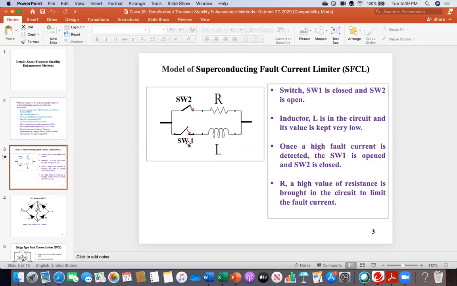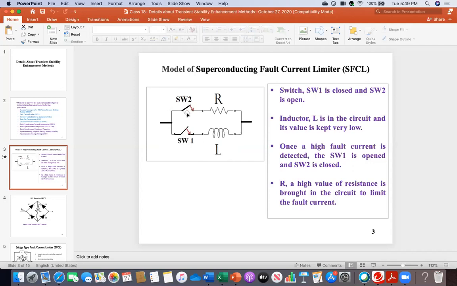So what is done for the simulation model, you notice everybody, there are two switches, switch 1 and switch 2. And this represents that SFCL coil, and R represents that quench mode. This means some fault happened and then L will be changed into R. So therefore, how to do that? During normal condition, this switch is closed and this switch is open.